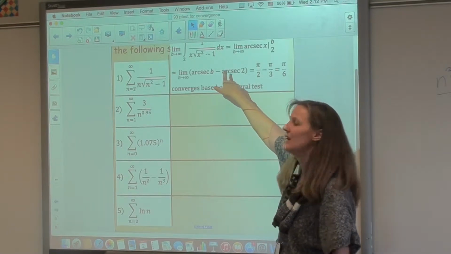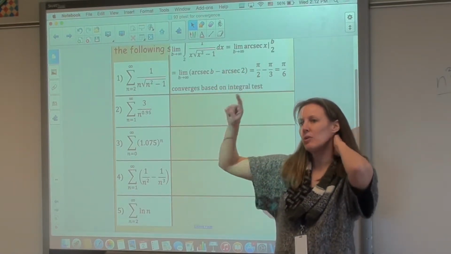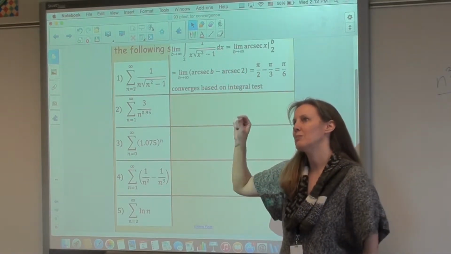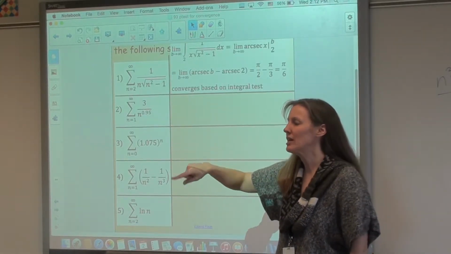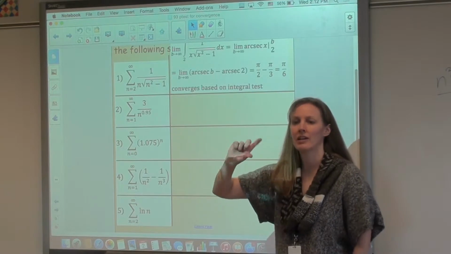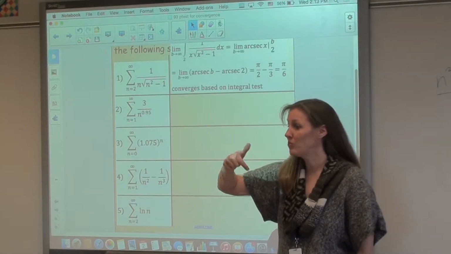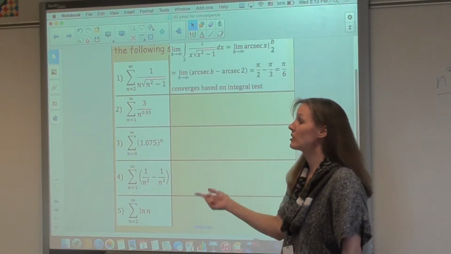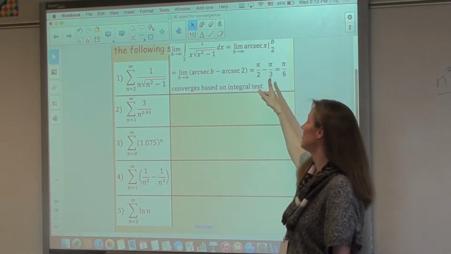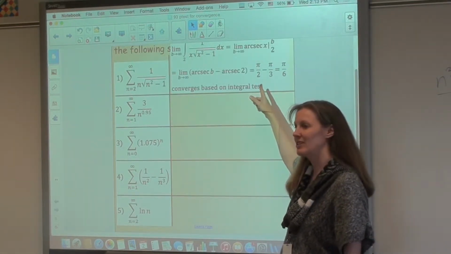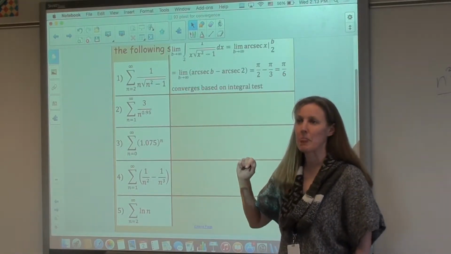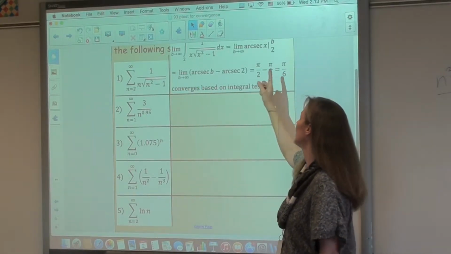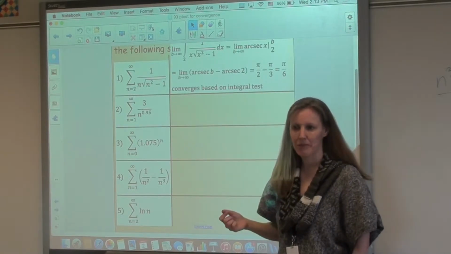And then arcsecant of 2 is the angle where the secant is 2, which is the same as the angle where the cosine is a half, right? Arcsecant of 2 is the same as the arc cosine of a half, because you can flip it. So what angle has cosine of a half? Pi over 3, yeah, very good. Now, is that the sum of the series? No. But it does show that the series converges, right?